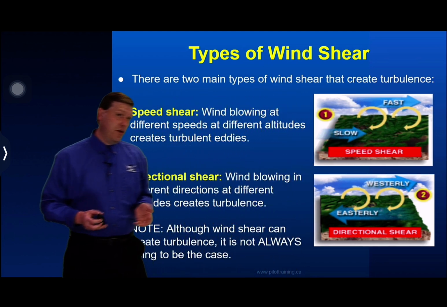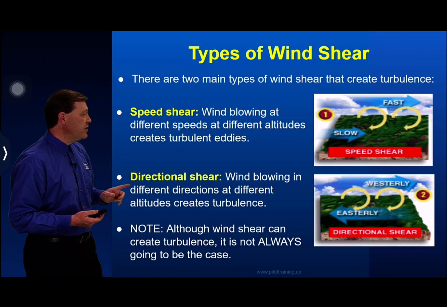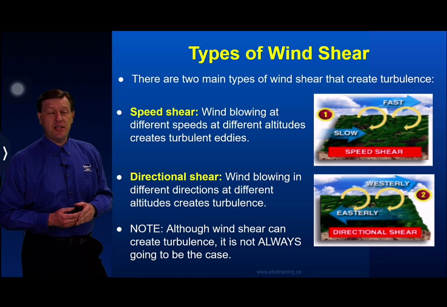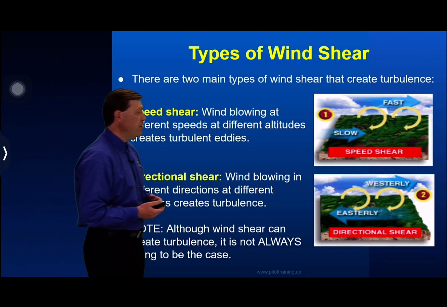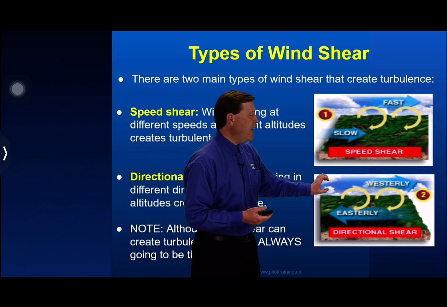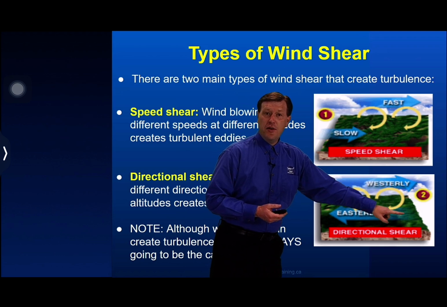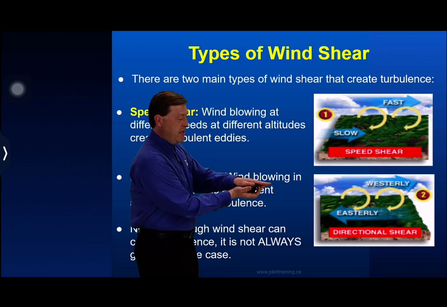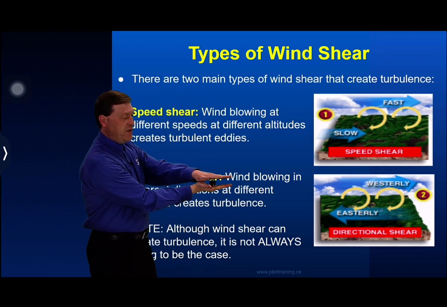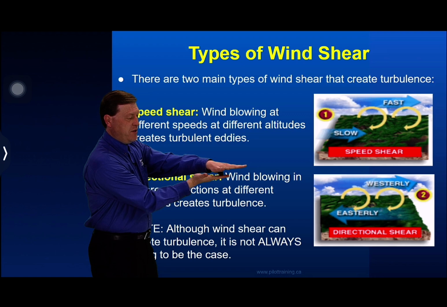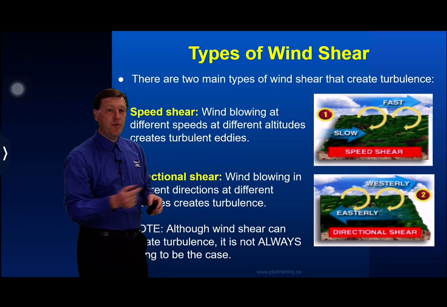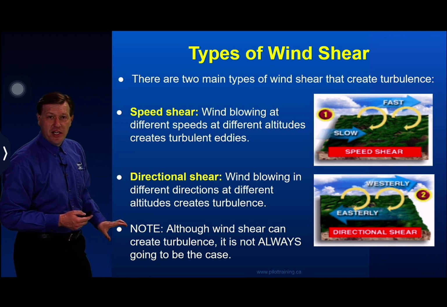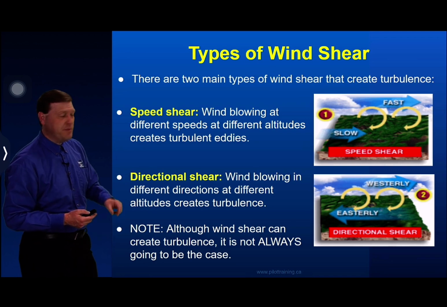Now, another way that we could do this is through what we call directional shear. Wind blowing in different directions can also create these eddies and turbulence. So, in this case, we've got a wind aloft that's flowing westerly, and then down just a little bit lower, we've got that wind that is flowing easterly. So once again, we've got two winds flowing in different directions. One going this way, one going backwards. Again, we end up with rotation in the middle. And I've told you this several times already, so don't forget this here.